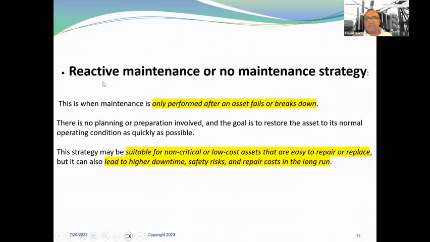The first one is reactive maintenance or no maintenance strategy. This is when maintenance is only performed after an asset fails or breaks down. There is no planning or preparation involved, and the goal is to restore the asset to its normal operating condition as quickly as possible. This strategy may be suitable for non-critical or low-cost assets that are easy to repair or replace, but it can also lead to higher downtime, safety risk, and repair costs in the long run.